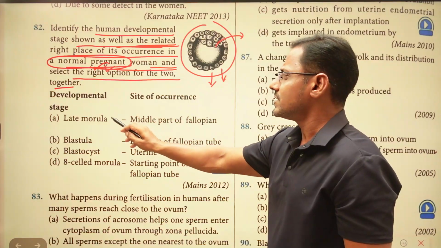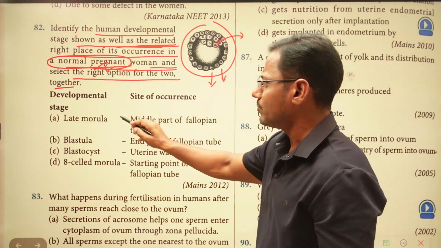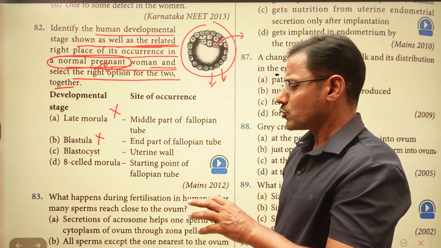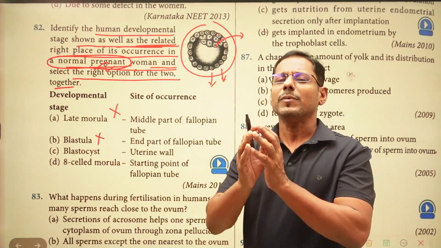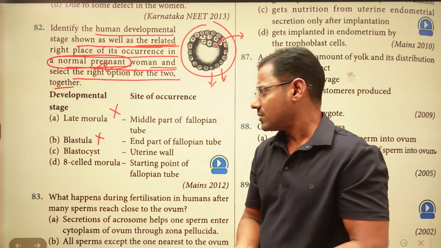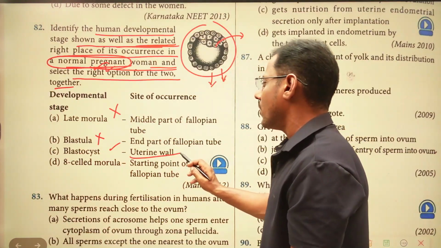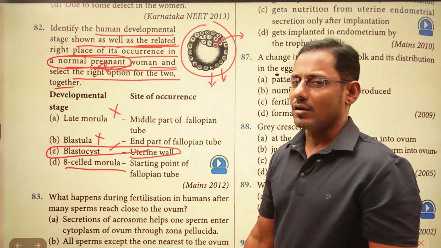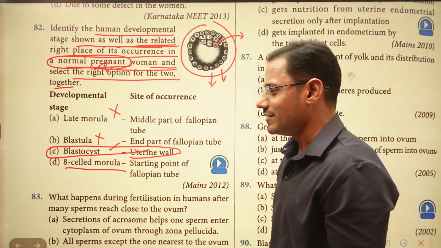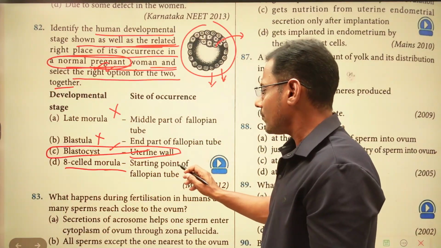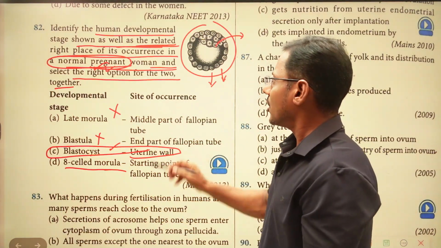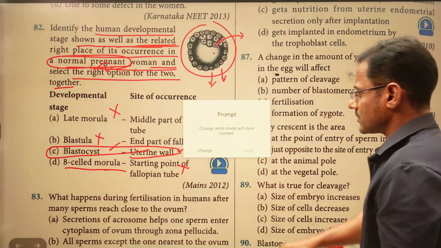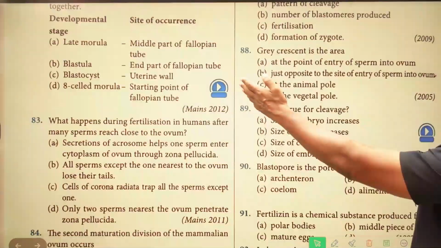See here, this is not at all a late morula, and this is not at all a blastula, because there is a cyst, an empty space. Generally blastula means it is completely solid, right. So blastocyst and uterine wall, this is the right option here. An 8-celled morula, not at all 8 cells are present here, so that is also a wrong option. Now, this is the blastocyst, it is going to attach to the endometrium of the uterus. So option C is the right answer.